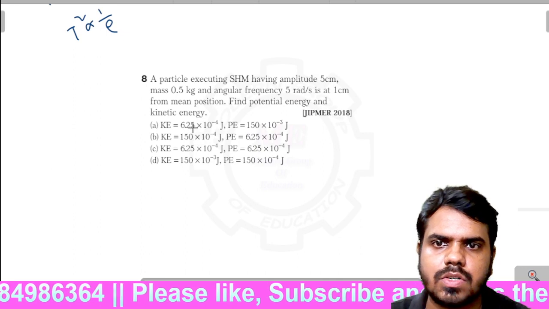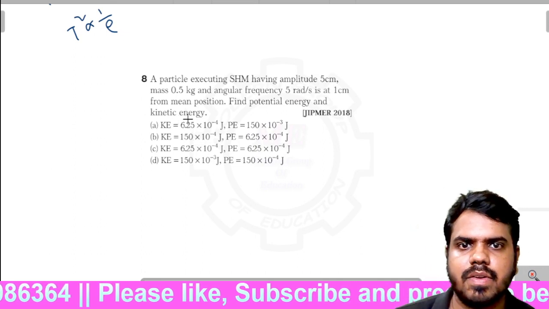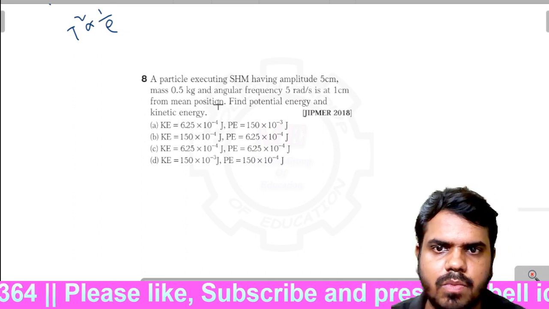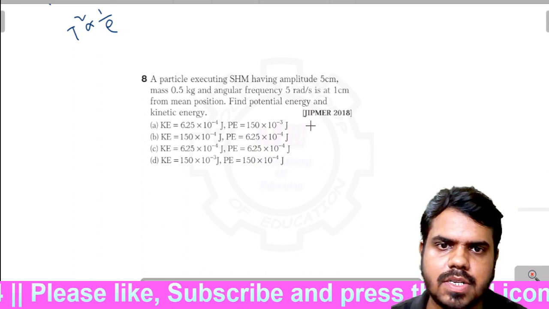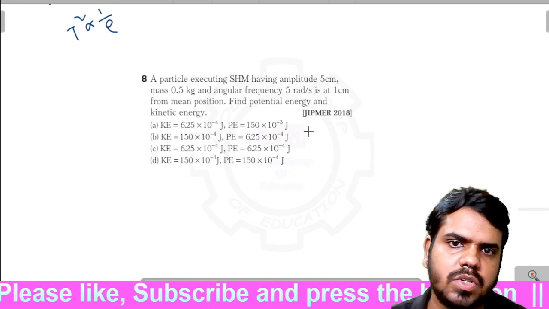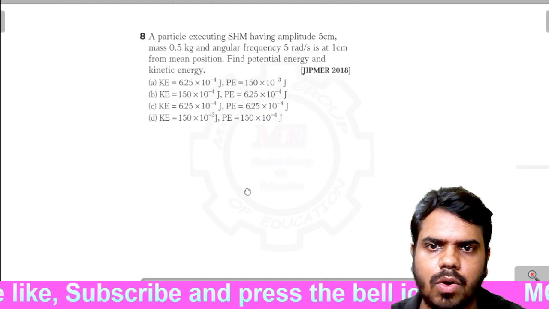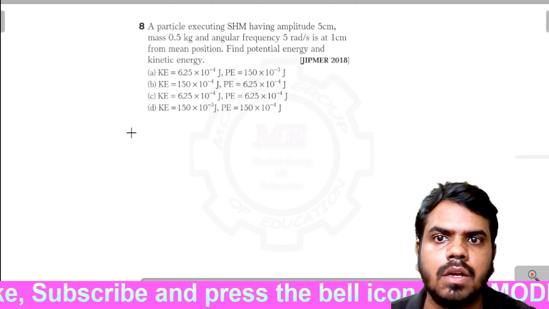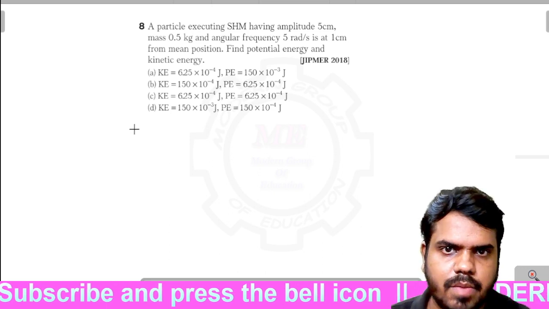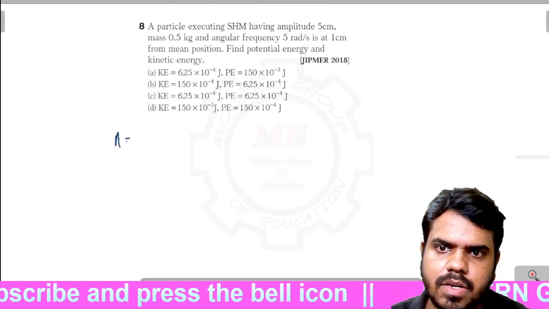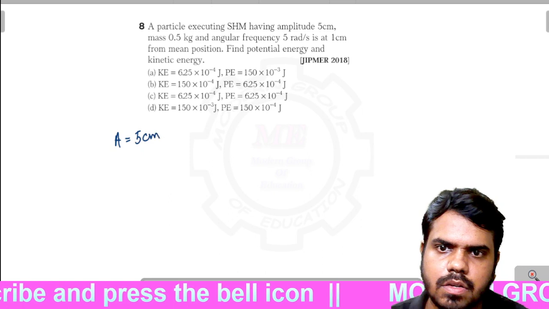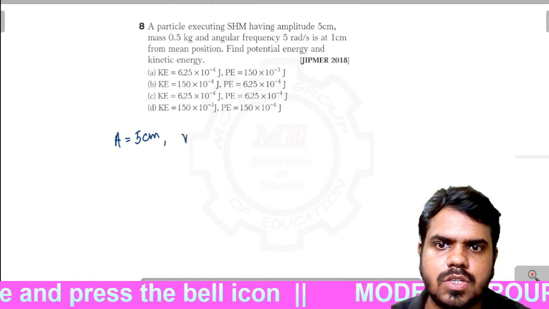Now next question is, a particle executing SHM having amplitude 5 cm, mass 0.5 kg and angular frequency 5 radian per second is at 1 cm from mean position. Find potential energy and kinetic energy. That means you have to write down all the data first. A particle executing SHM having amplitude 5 cm, that means amplitude is given. Okay, now mass is 0.5 kg.